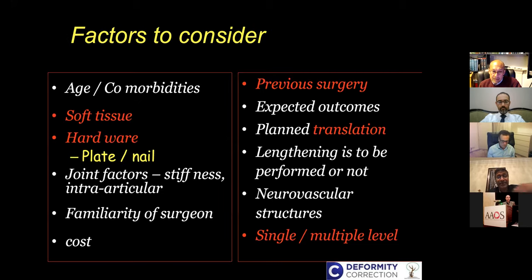There are a number of factors we need to consider, and I'm sure you would have talked about this before, so I won't spend too much time on it, but we need to especially consider the soft tissue, the hardware you're going to use, and importantly, what translation you're going to get and how you're going to balance that translation with the fixation device. And is it a single level or multiple level surgery? I'm only talking about the single level because the multiple level surgery would be followed in the next talk by Mr. Nayagam.